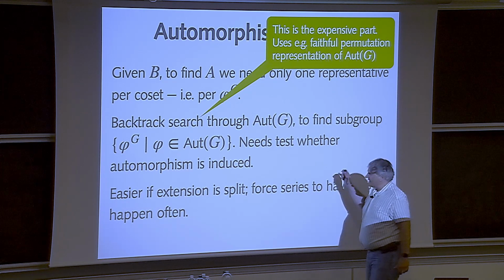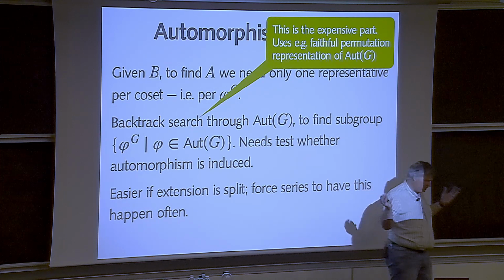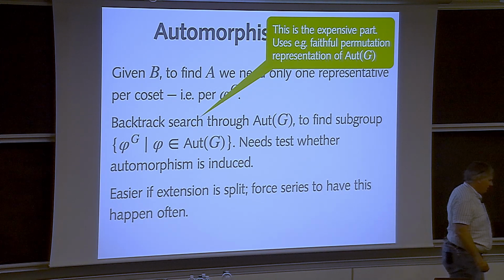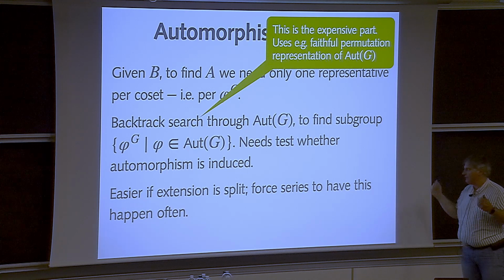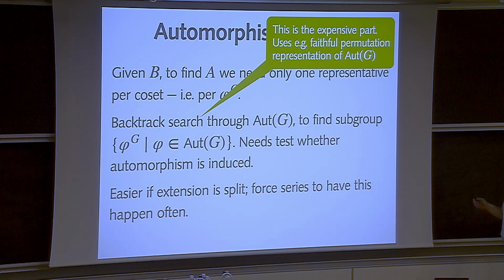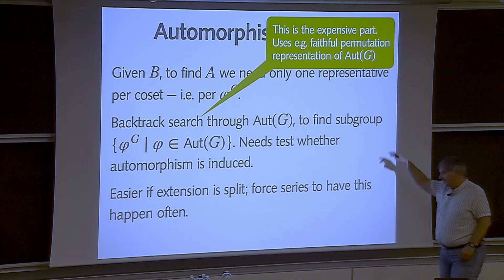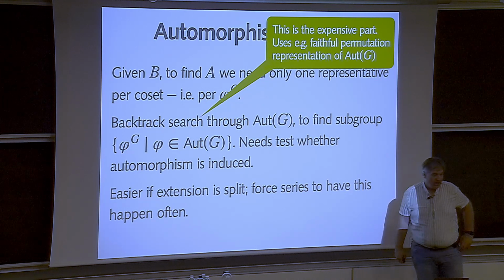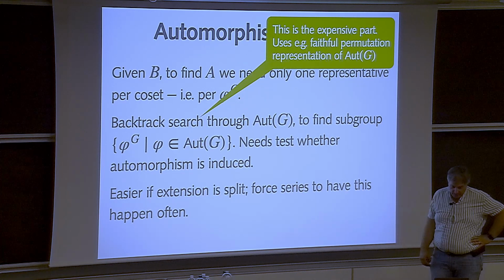And yes, if the extension is a split extension, things are easier. One can do this quicker. There are heuristics in the algorithm which try to choose this series of normal subgroups through the radical in a nice way so that this will happen very often. But that is the very rough idea of how we calculate automorphisms and how we can do isomorphism tests.